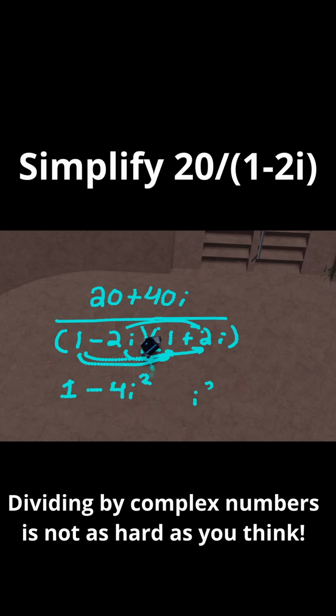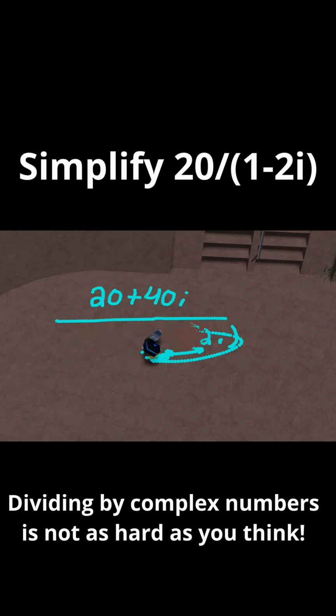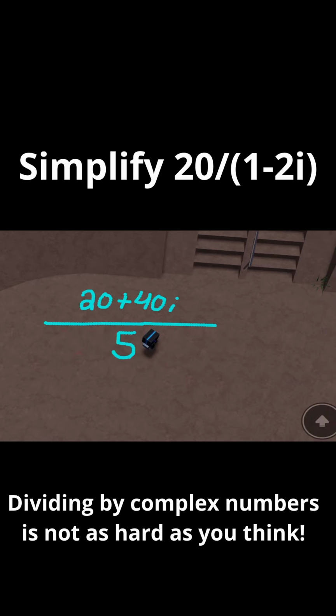Well, i squared is just negative 1. So this is just equal to minus 4 times minus 1, and minus 4 times minus 1 is just plus 4. So we have 1 plus 4, and notice that's just 5. In other words, this whole denominator here just simplifies to 5. Now, do you see how by using the complex conjugate, we were able to eliminate the complex number at the bottom and just be left with a real number?